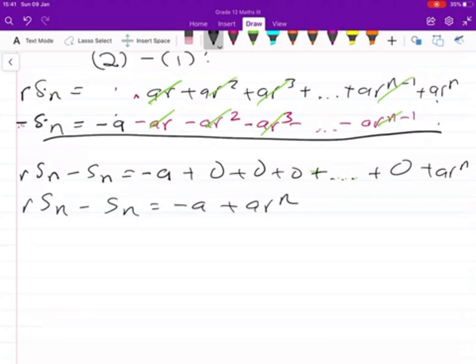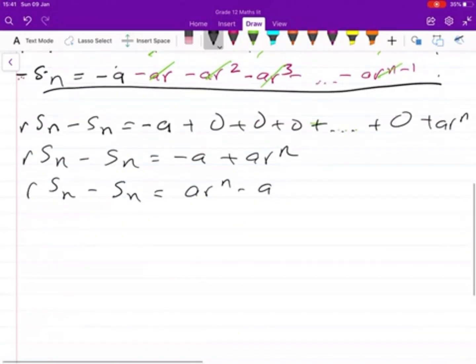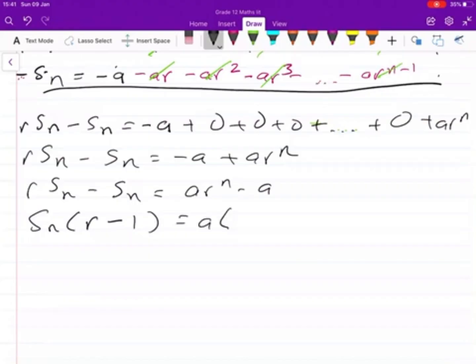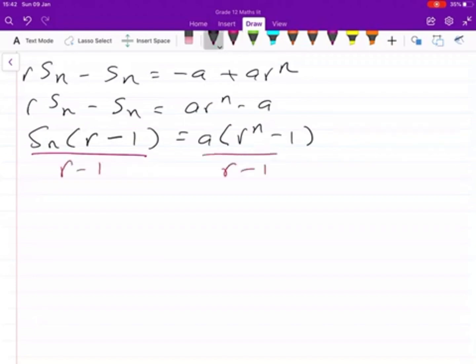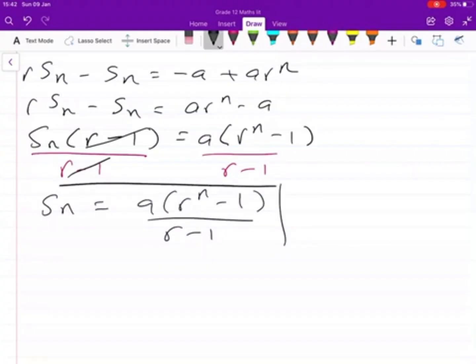We can choose to write it this way as RSn minus Sn equals AR^n minus A. Here we can take out a common factor of Sn, and therefore we'll be left with R minus 1. And here we can take out a common factor of A. We will be left with R^n minus 1. We can solve for Sn by dividing both sides by R minus 1, so that this and this cancel out. Sn equals A(R^n minus 1) divided by R minus 1.